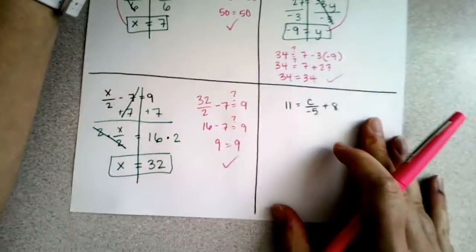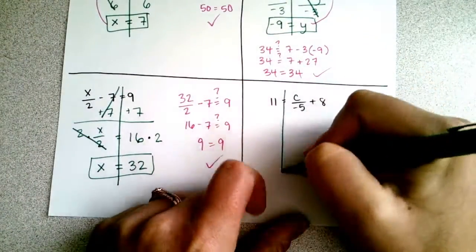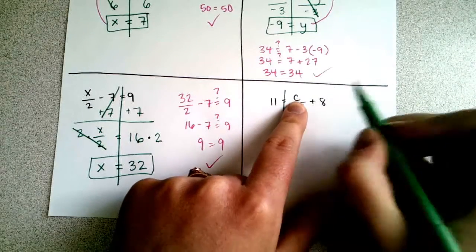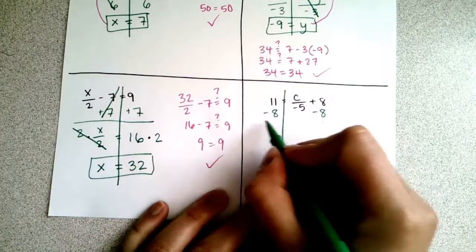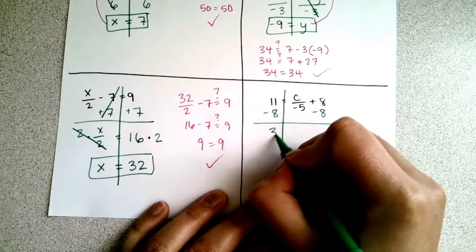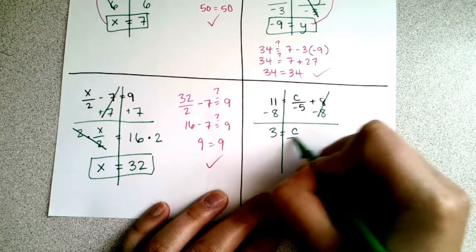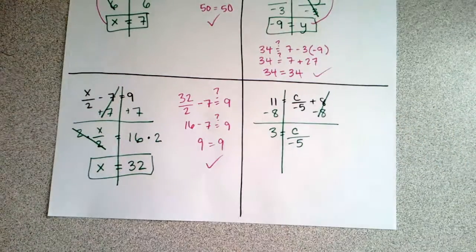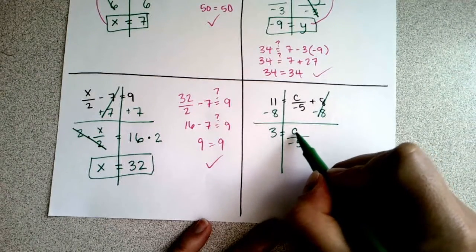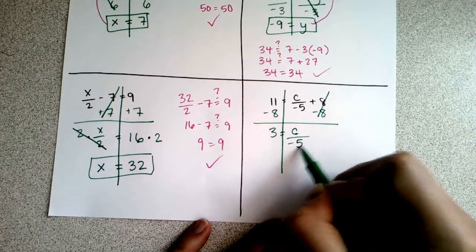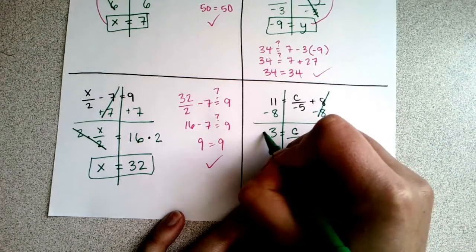Okay, one more problem. First, we need to undo the addition or subtraction that is on the side with the c. So I see a plus 8. I need to do the opposite, which is subtracting 8. 11 minus 8 is 3. 8 minus 8 is 0. Those cancel, and we have c over negative 5. Now we need to do the opposite of what is being done to the c. c is being divided by negative 5, so we need to multiply by negative 5 on both sides.